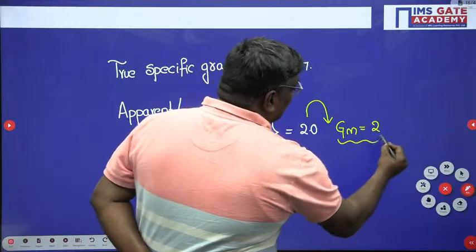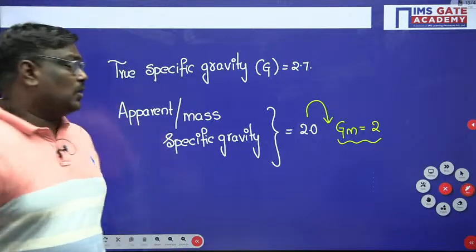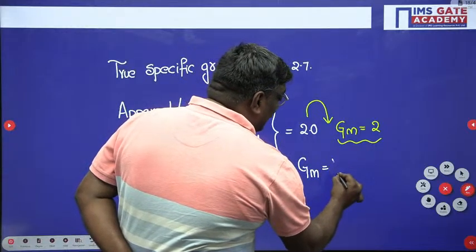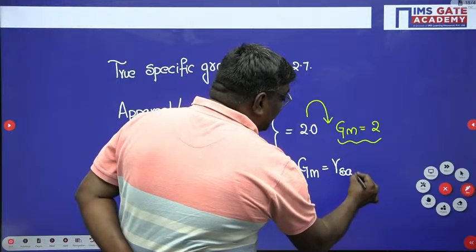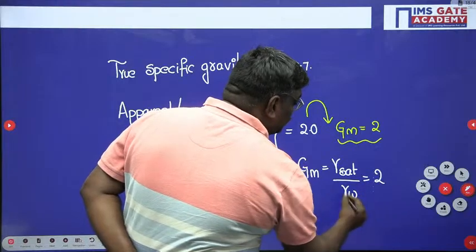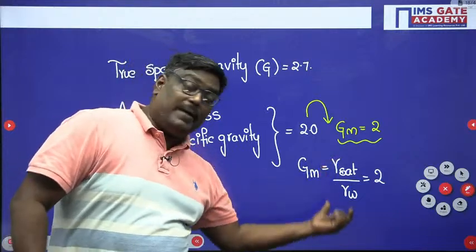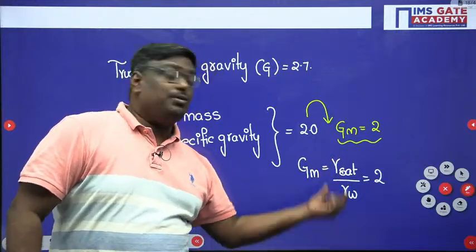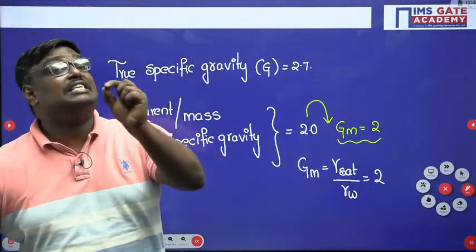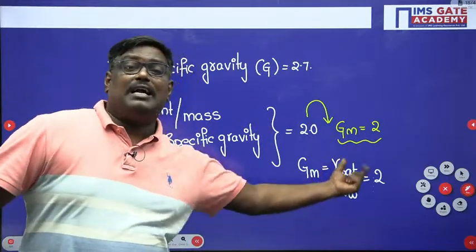Now let me tell you what is the condition of the soil. Here the condition of the soil is nothing but saturated. So the mass specific gravity can be written as gamma sat by gamma W is equal to 2. Why have I written 2? This is very important. Mass specific gravity can be written as gamma by gamma W, gamma sat by gamma W, gamma D by gamma W. So the mass specific gravity depends upon the state of the soil. Here the state of the soil is saturated, hence I have written gamma sat by gamma W.